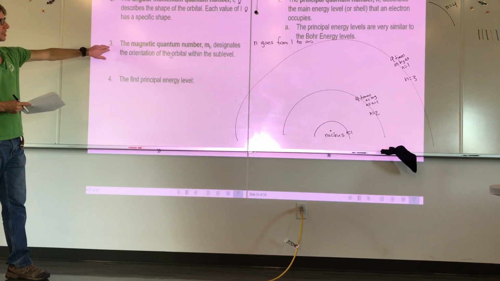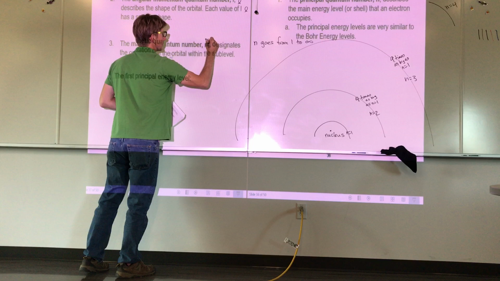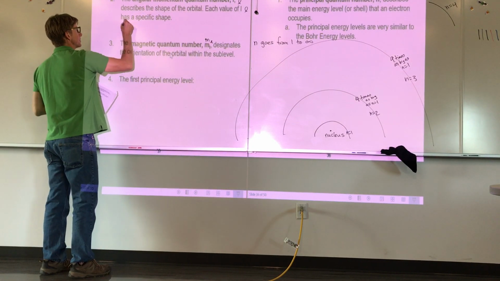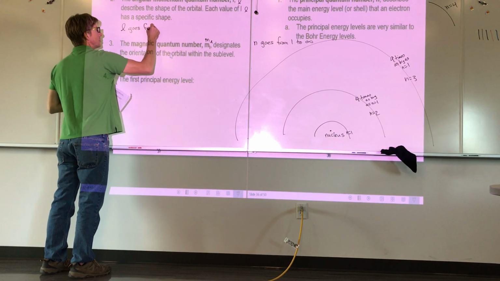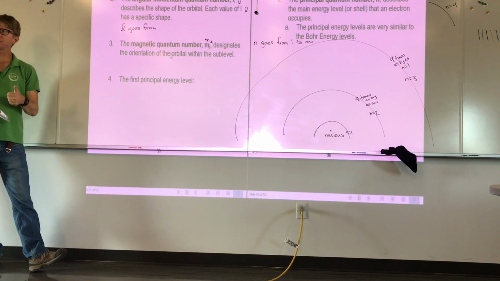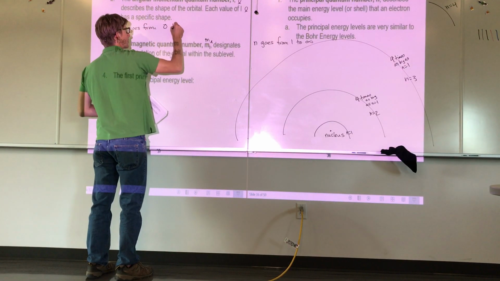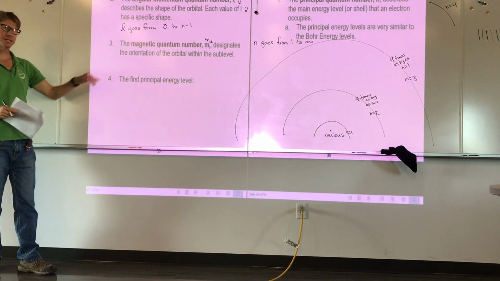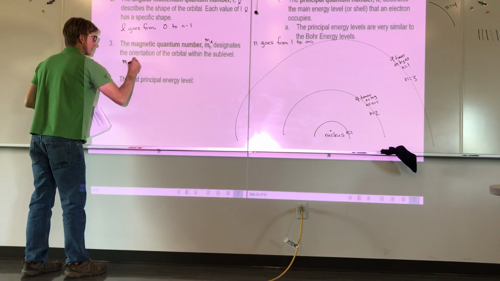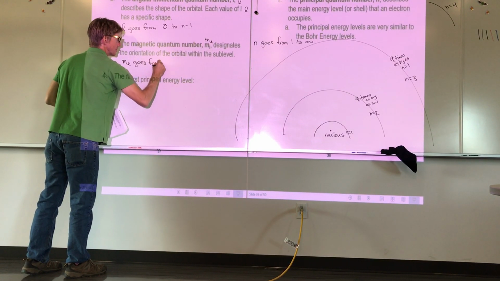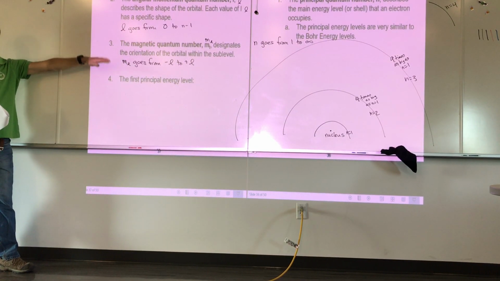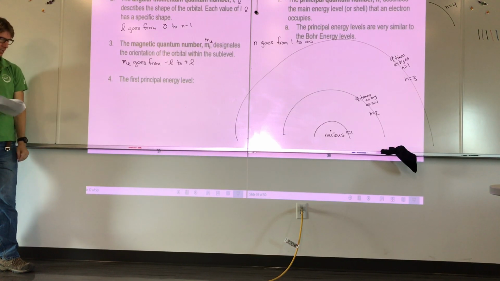The magnetic quantum number, m sub L, designates the orientation of the orbital within the sublevel. Now the values of L: L goes from 0 to n minus 1, and m sub L goes from minus L to plus L. We will demonstrate all this, but these are the rules. These are how the solutions to the Schrodinger equation go.